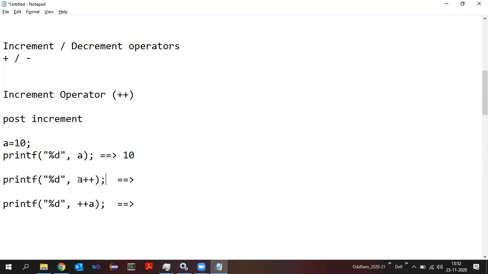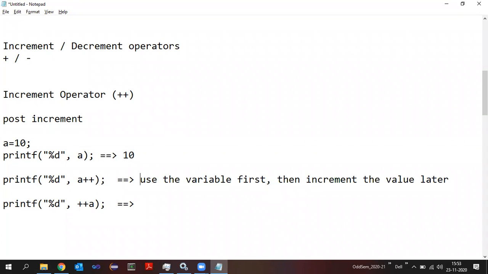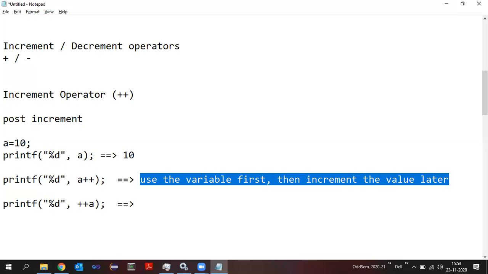Okay, fine, sir. We understood. We have written this after the a, as a plus plus. But what is the actual meaning of this one? The meaning is, it says increment the value later. Okay, what is the actual meaning of increment the value later? It means use the variable first, then increment the value later. Remember this particular sentence. Use the variable first, then increment the value later.